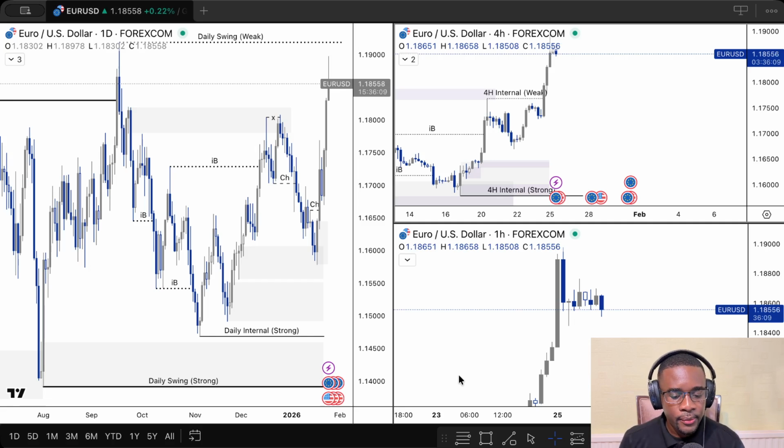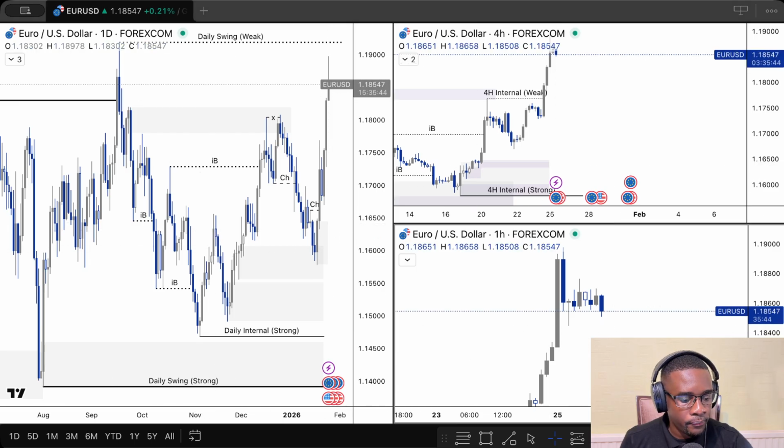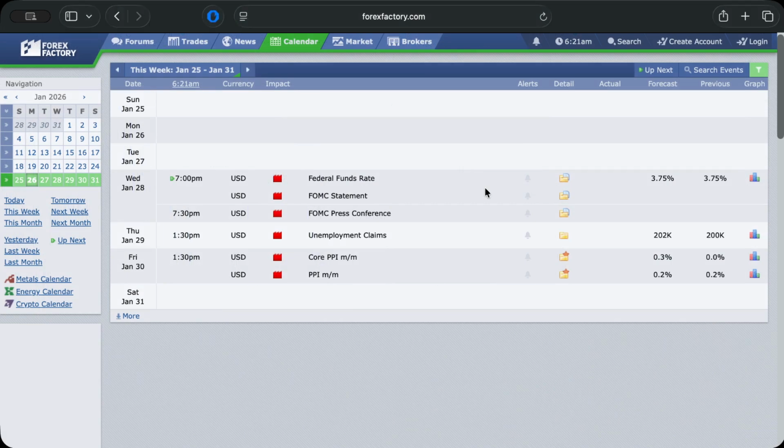Good morning. Welcome to the Working Trader, where we look at the Euro USD and the GBPUSD, and maybe at some point the forex pairs, coming up with trade analysis and daily bias. So let's look at this week on the Forex Factory.